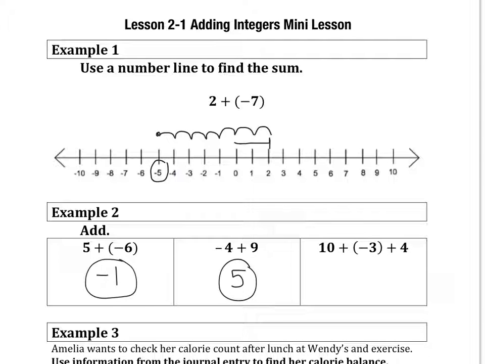And then on the last one here, we have 10 plus a -3 plus a +4. So you can group the positives together if you'd like to first, or go from left to right. It's probably safer to go left to right if you're unsure. 10 plus a -3, they're opposites, so we subtract and keep the sign of the larger. 7 positive. Plus the 4 still, 7 plus 4, 11.